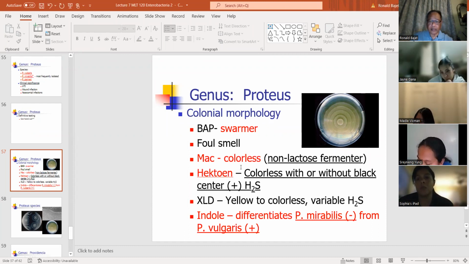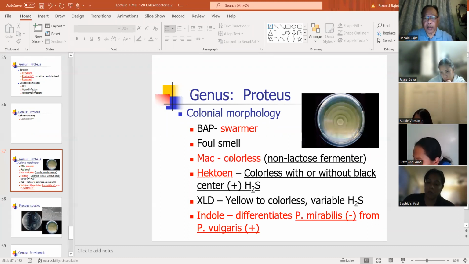These colonies are colorless, and here's that term, non-lactose fermenter, as opposed to non-fermenter. A non-fermenter, remember, is not Enterobacteriaceae, but a non-lactose fermenter is colorless on MacConkey. So you can see whether or not an organism is a lactose fermenter or a non-lactose fermenter by looking at the MacConkey plate. If it's a lactose fermenter, it's going to be pink. If it's a non-lactose fermenter, it's going to be colorless.